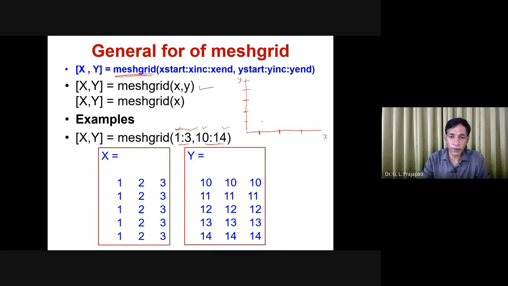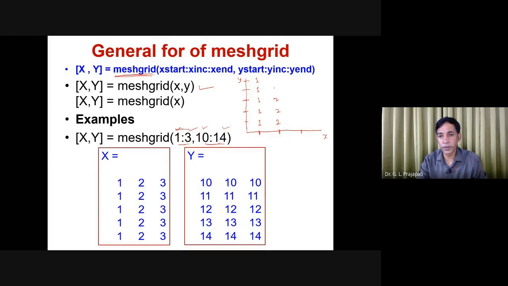Now corresponding to these you have the points. If you go along the x-axis, this is 1, so you will find 1 everywhere here. Now here, this is 2, so you will find 2 everywhere here. Here you have 3, so everywhere you have 3.